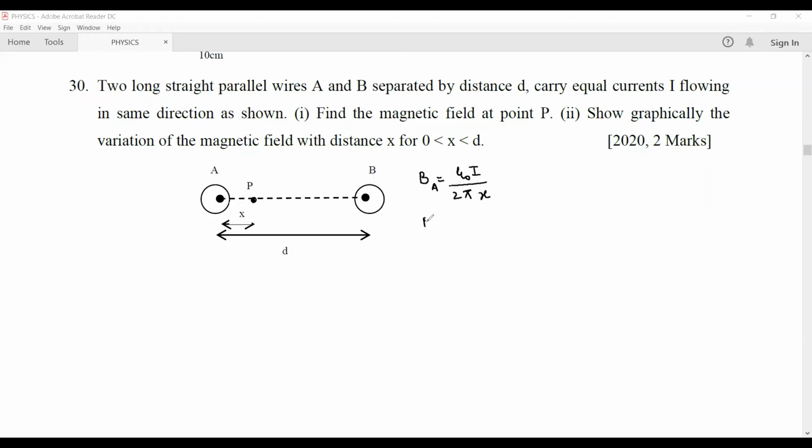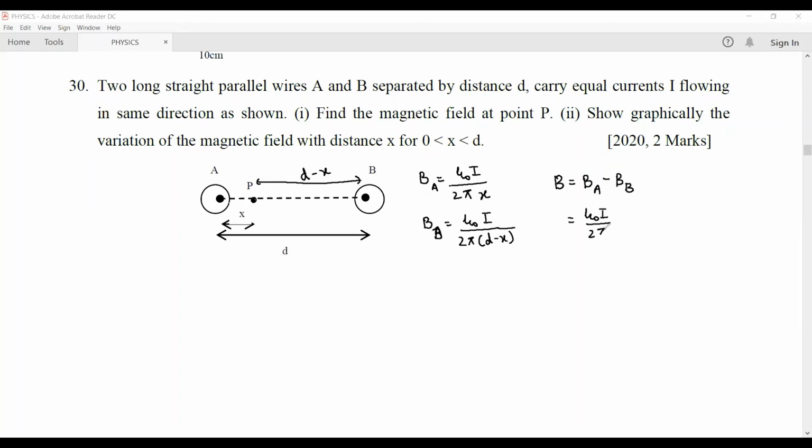In the same way, there will be some magnetic field at point P due to the other current carrying wire, the B wire, and this magnetic field will be equal to mu naught I upon 2 pi into, and what will be the distance? The distance is D minus x. The distance of the point P from the B wire will be equal to D minus x. The net magnetic field at point P will be the difference of these two magnetic fields, that is, the magnetic field due to the A wire minus the magnetic field due to the B wire.